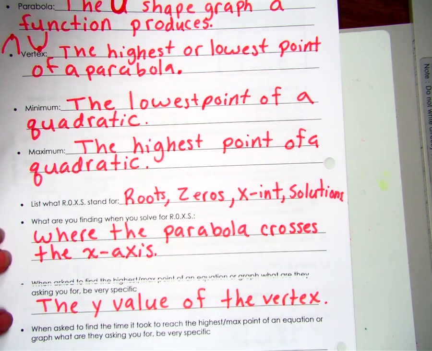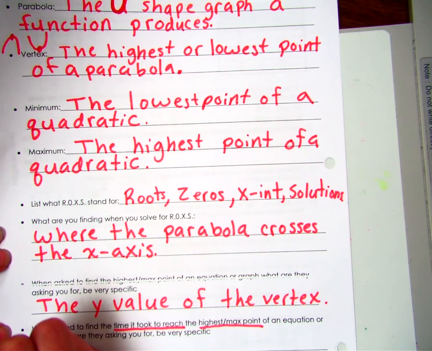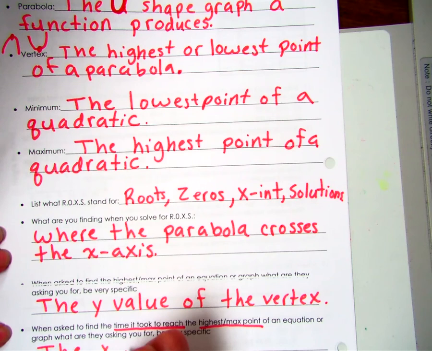Next question, when asked to find the time it took to reach the highest or maximum point of an equation or graph, what are they asking you for? And again, be very specific. So remember, what do we relate time to? Do we relate time to the x values or the y values? We relate them to the x values. So remember, 99.9% of the time it is always x. So when they ask you for time, they're asking for the x value of the vertex.